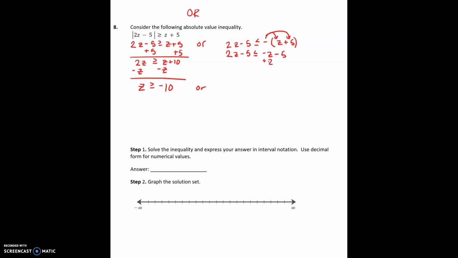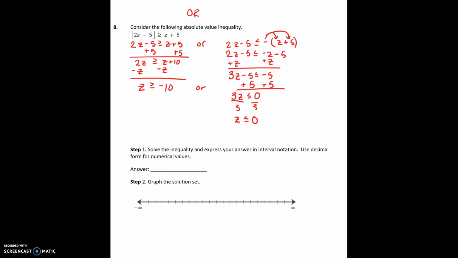I'm going to add z to both sides. So that's 3z - 5 is less than or equal to -5. I'm going to add 5. So this is 3z is less than or equal to 0, which is allowed. Divide by 3, so z is less than or equal to 0.